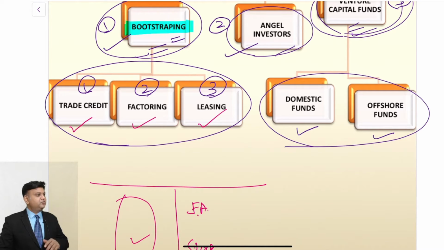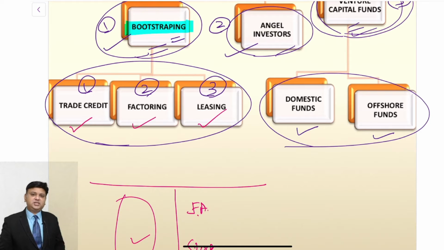Instead of that, what you should do is acquire the asset on lease. So you have to make a minimum amount of investment. You should get the credit from your supplier with one-to-one negotiation. You try to convince your supplier. That is the second thing.